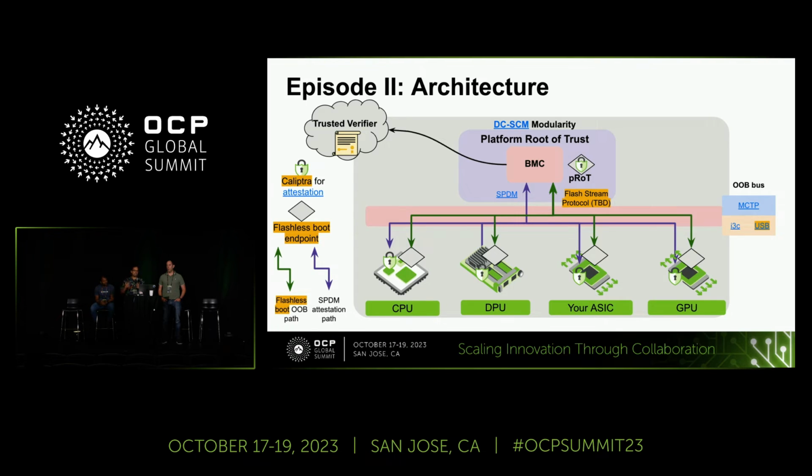So if we eliminate the use of flash from booting these devices, a device upstream, like the platform root of trust, for example, could have the flash that holds the firmware for everything. It and the BMC together coordinate the boot process at the start. I see. Okay, thank you.